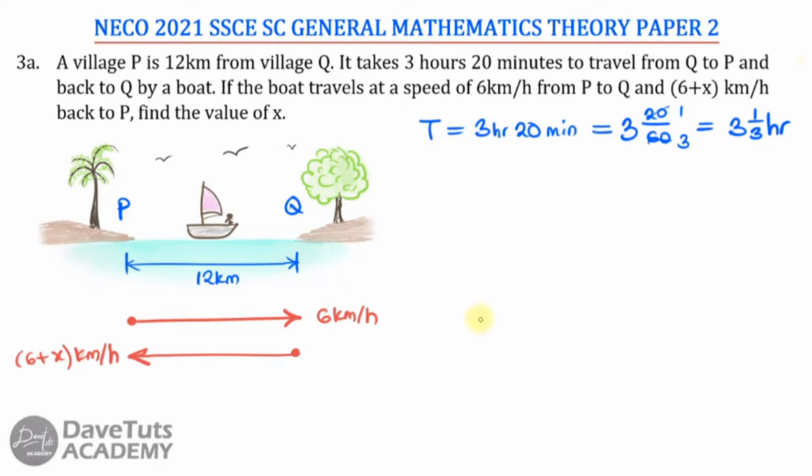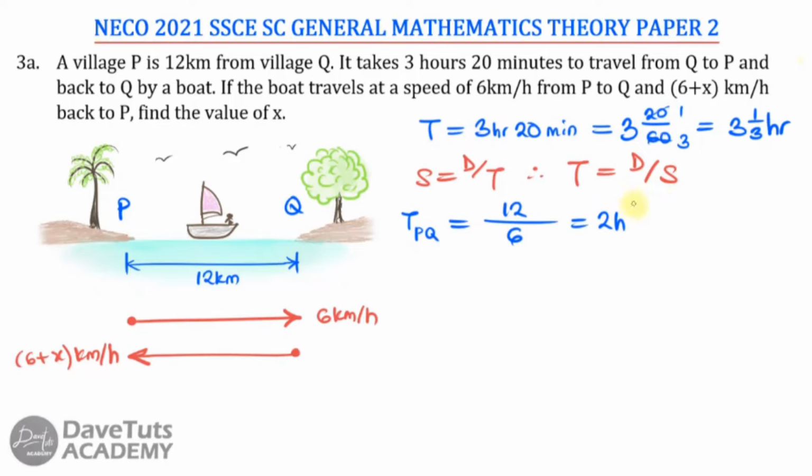Then from understanding of speed and distance, we know that speed is distance over time, so if you cross multiply, you can say time is also distance over speed. So if you want to look at the journey to and fro, in the first case, the journey from P to Q, the time from P to Q is going to be the distance, which is 12 kilometers, over the speed, which we are given as 6. So this is 2 hours.